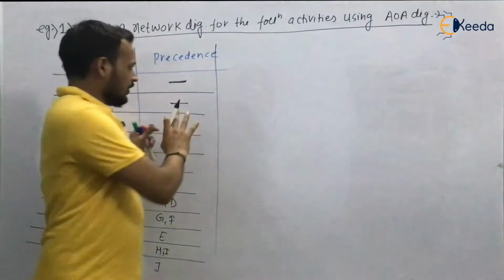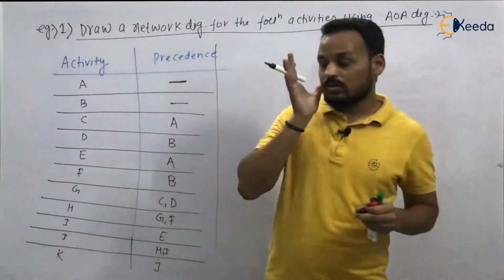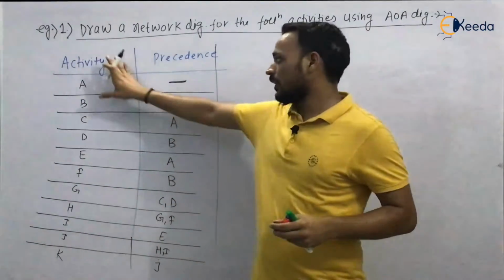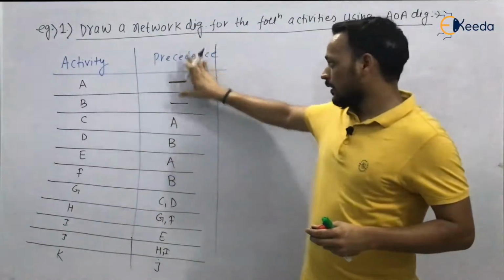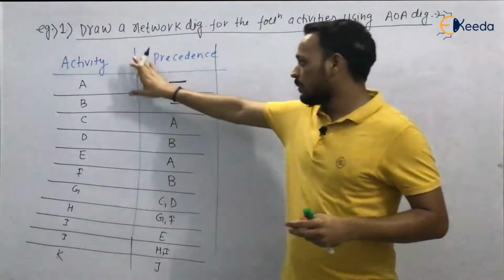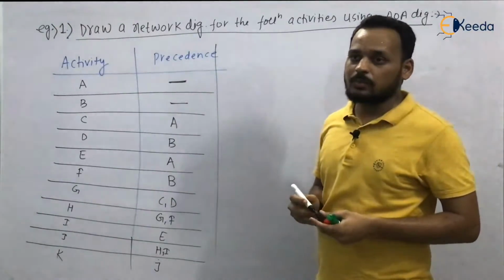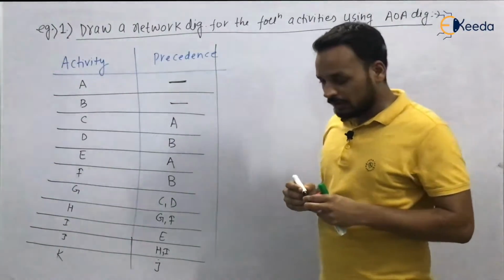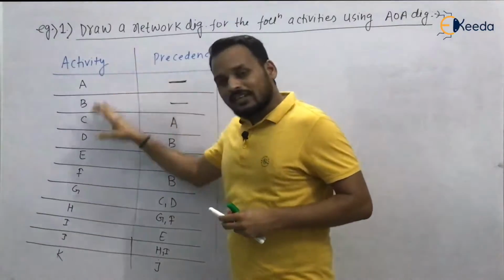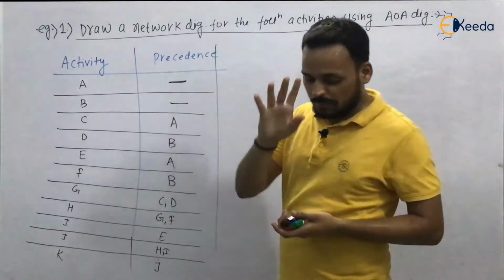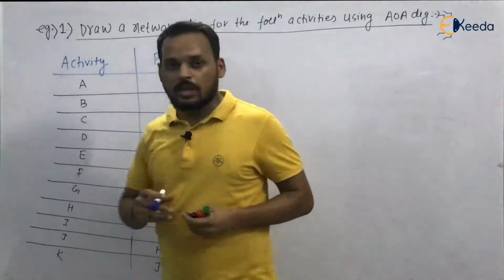So this is the question, and you will get in each and every question a table like this. There will be activity and there will be precedence relationship. You just have to draw the network diagram. So for drawing the network diagram, you must remember the rules. So I am starting.